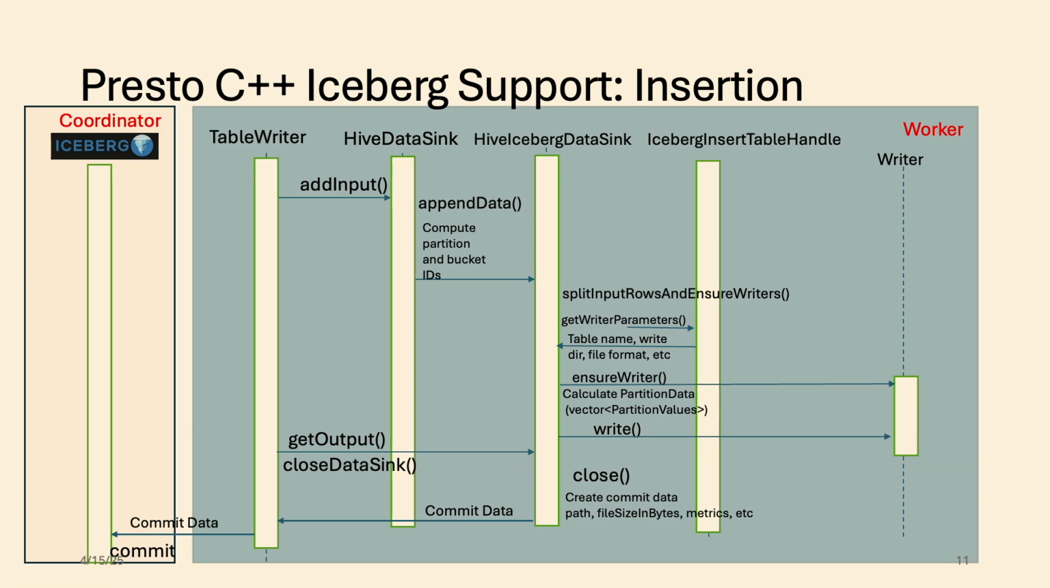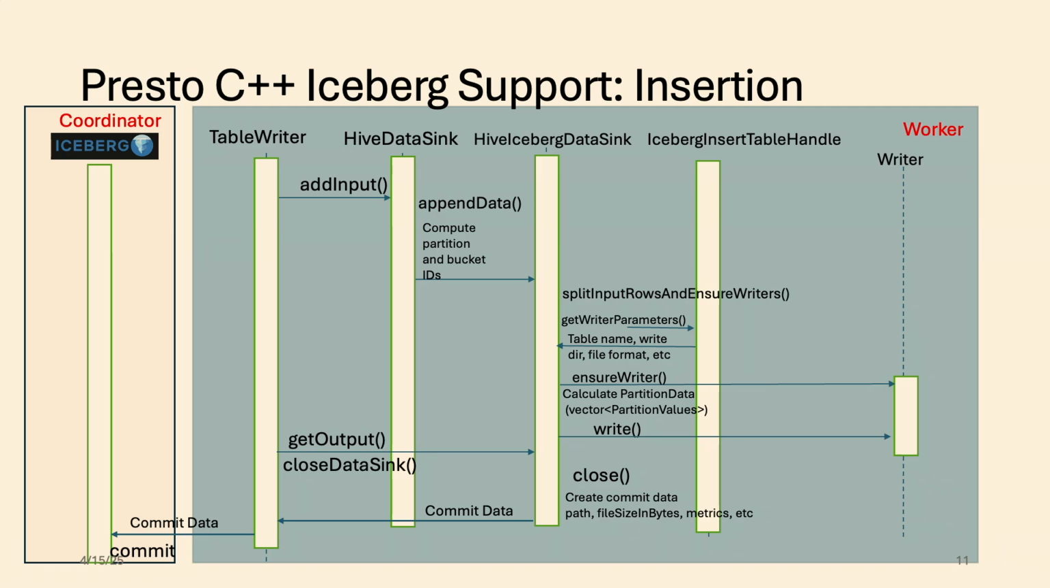And then the actual data writers, like Parquet writers and Dwarf writers, will do the write work. And at close time, the commit data will be created. This includes the data path, the size, the statistics, and so on. This commit data will be sent back to the coordinator, which hands it to the Iceberg library to do the final commit.